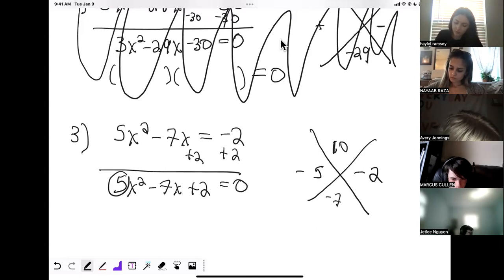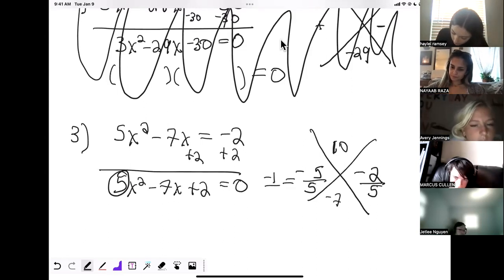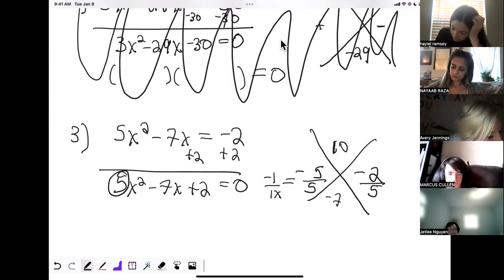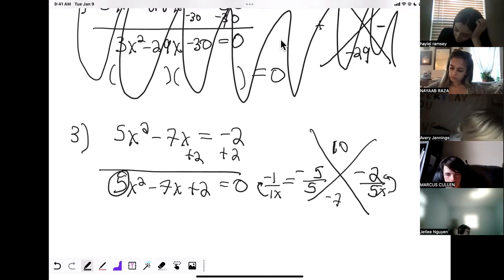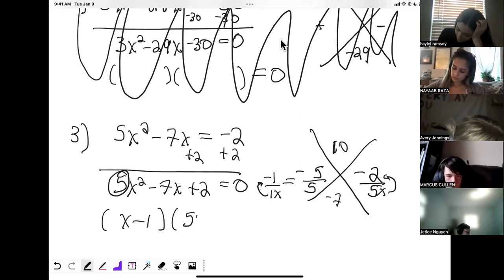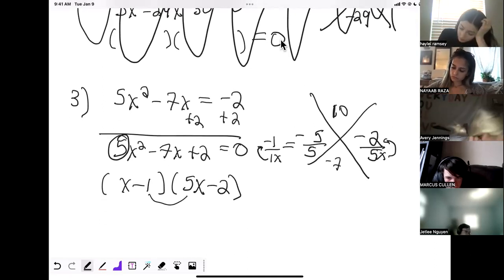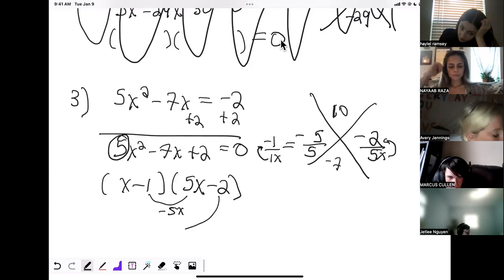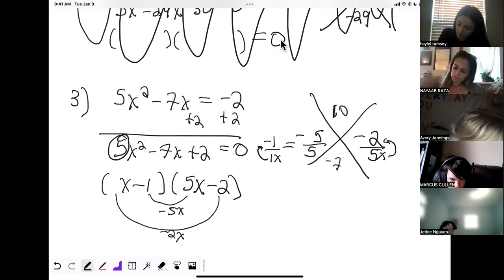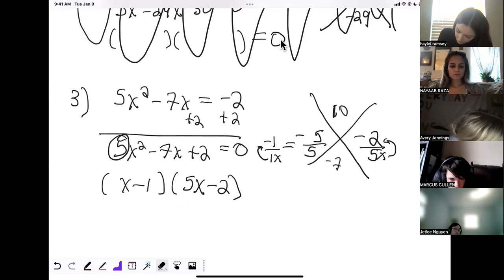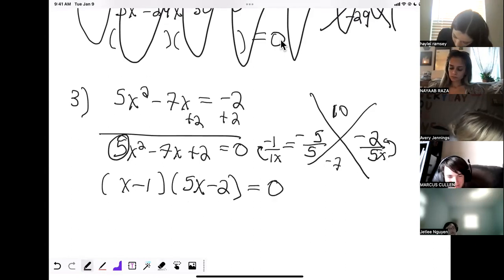Now we got to divide by a leading coefficient of 5. And I need to simplify this side, -1/1. And I'm going to put my x on the bottom, and I'm going to write them backwards. Okay, so the first one I get is x minus 1, and the second one I get is 5x minus 2. Now, let me check real quick. This is -5x. This is -2x, -7x. Okay, got it. Now, that is equal to 0.